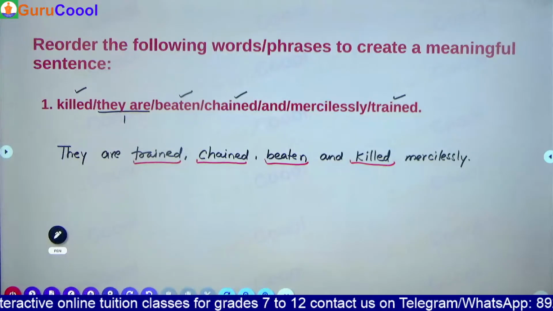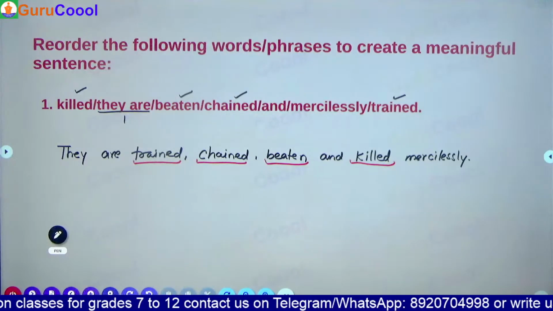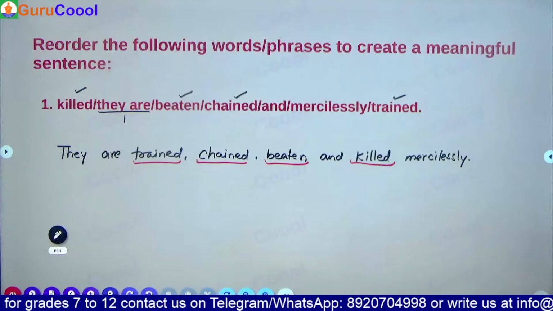Apur, switch off your mic. Don't disturb others.